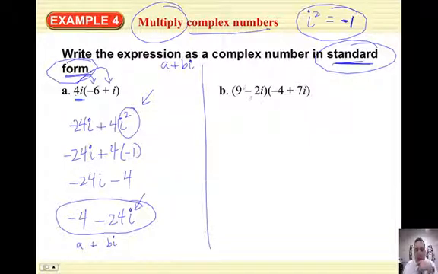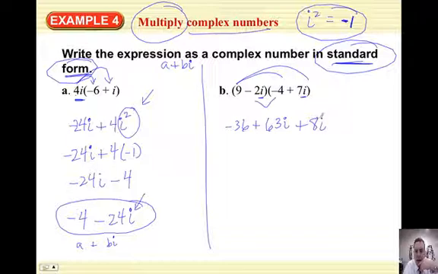Next one. You notice a binomial times a binomial, but we're dealing with i's. So in the end, you just have to watch your stuff here. So let's do FOIL. 9 and negative 4, negative 36. 9 and 7i, 63i. Middle: negative 2, negative 4 make a positive 8i. And negative 2i and positive 7i make negative 2 and 7, negative 14. And i times i, this is where people get mixed up, is i squared.